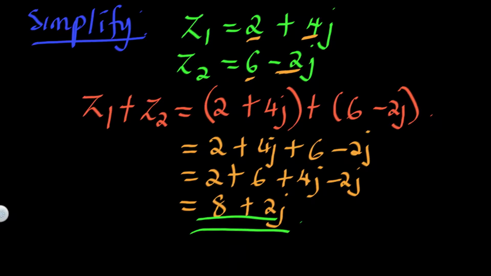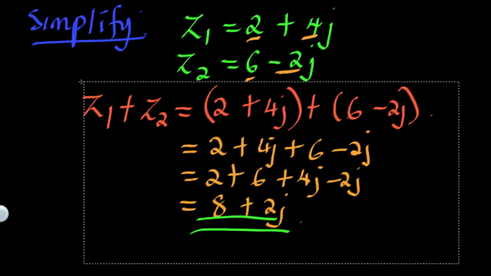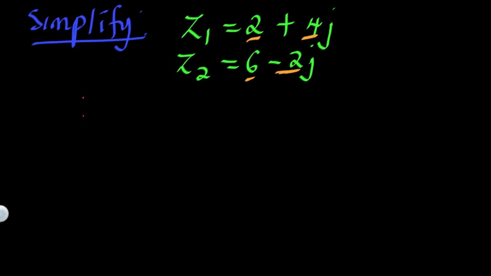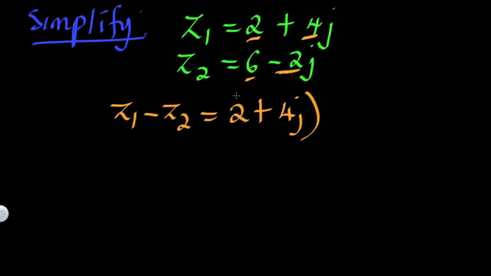If we want to do z1 minus z2, which is subtraction, let me clear this part of the board. All right, let us do the subtraction. z1 minus z2. The approach is the same. (2 plus 4j), I put in bracket, minus (6 minus 2j), I put in bracket.